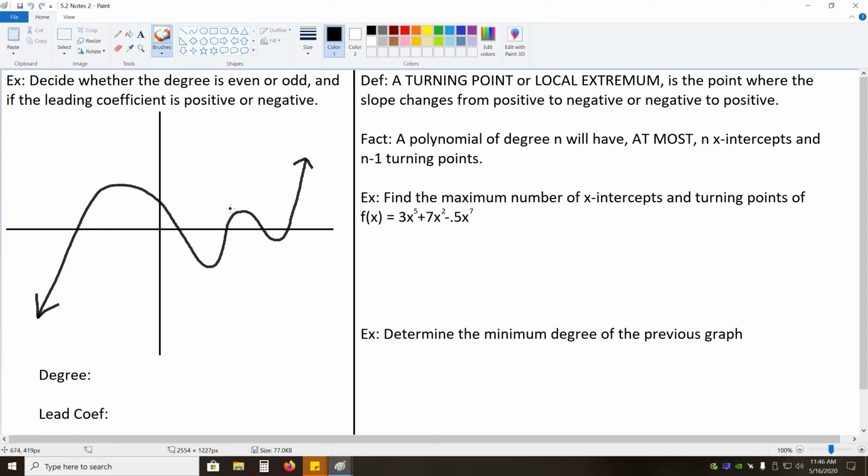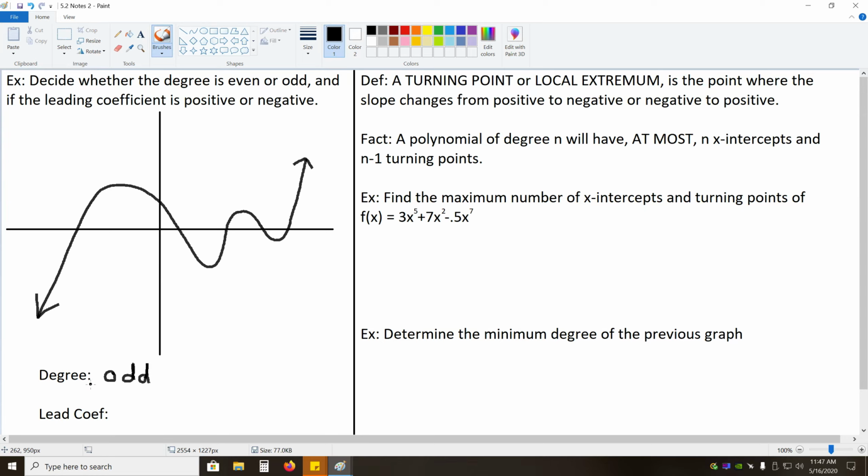Okay, so with that, we're going to decide whether the degree is even or odd, and if the leading coefficient is positive or negative. So starting with the degree, is the degree even or odd? Well, it starts in the bottom left and it ends in the top right. If the ends of the graph go in opposite directions, that means it is automatically an odd degree. If they went in the same direction, both up or both down, it is an even degree.